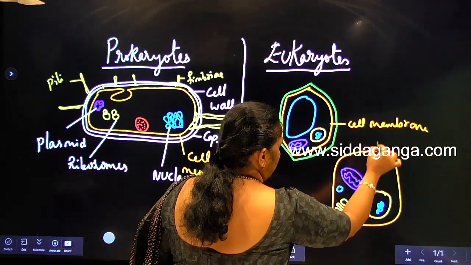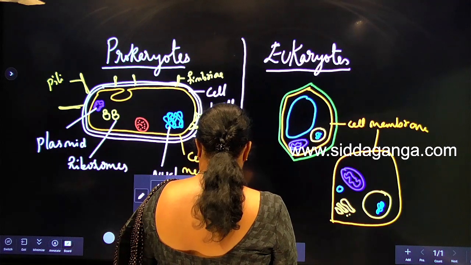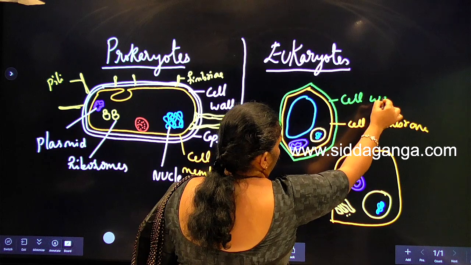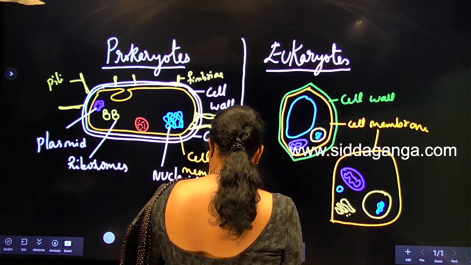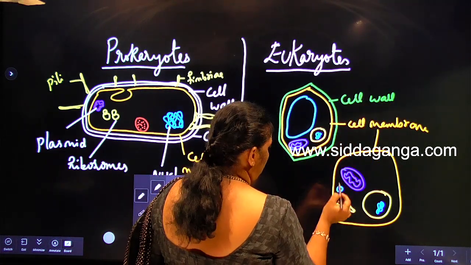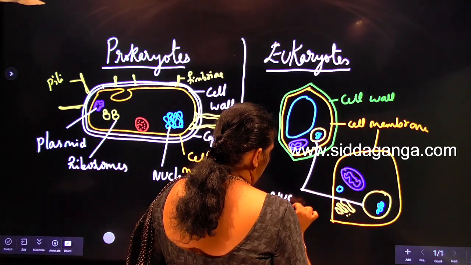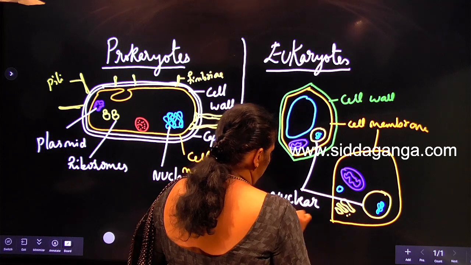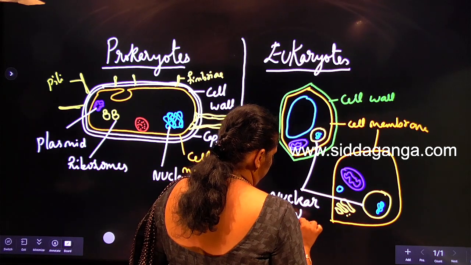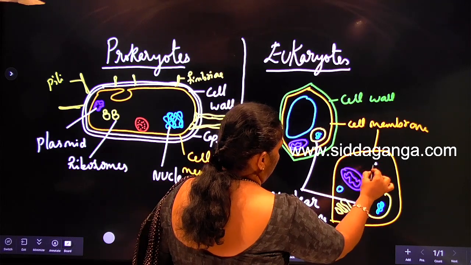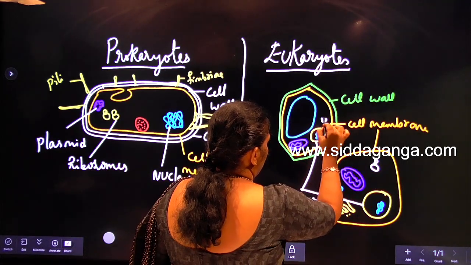Cell membrane. This is also cell wall. This is cell wall. Nuclear membrane. And we see ribosomes here also.